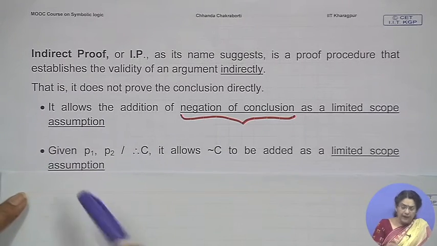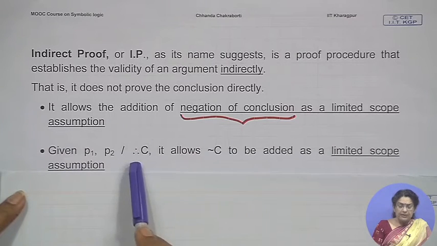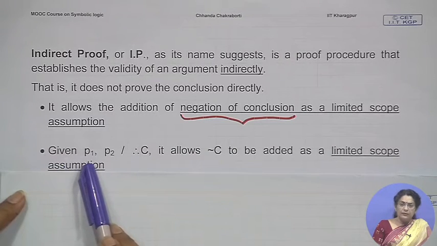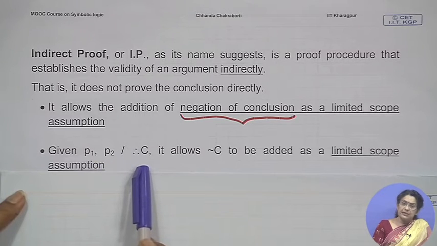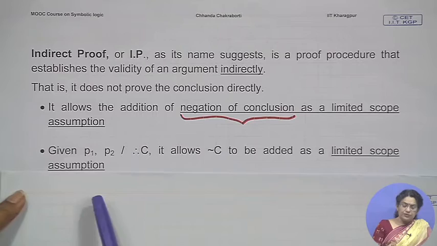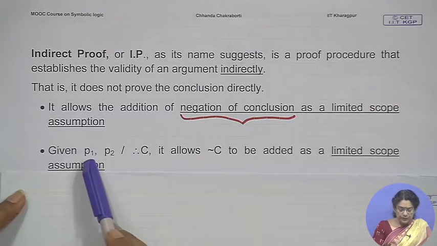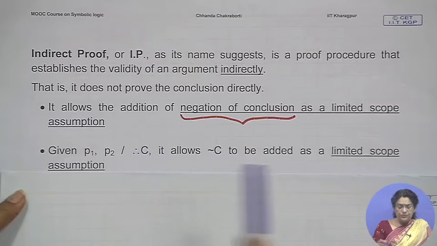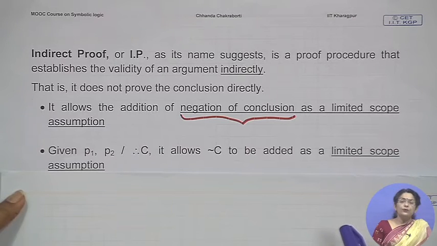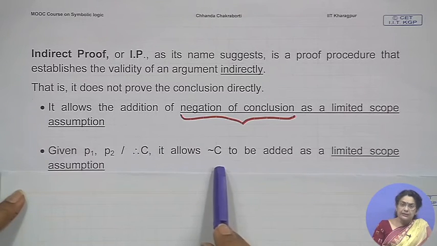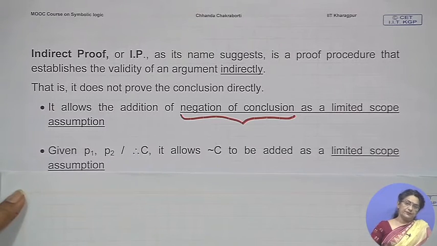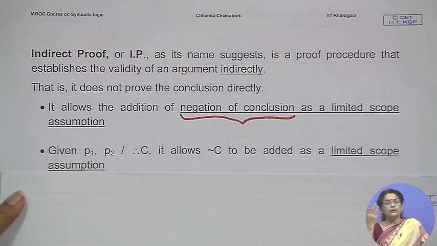Schematically speaking, here is an argument where you have P1, P2 as premises and C is your conclusion given. If it were a formal derivation, you would be starting with P1, P2 and then try to solve for C. That is not the IP way. What will IP allow you to do? It will allow you to add the negation of C as a limited scope assumption, fine. And then you will say, but why are we doing this? What am I supposed to do then?